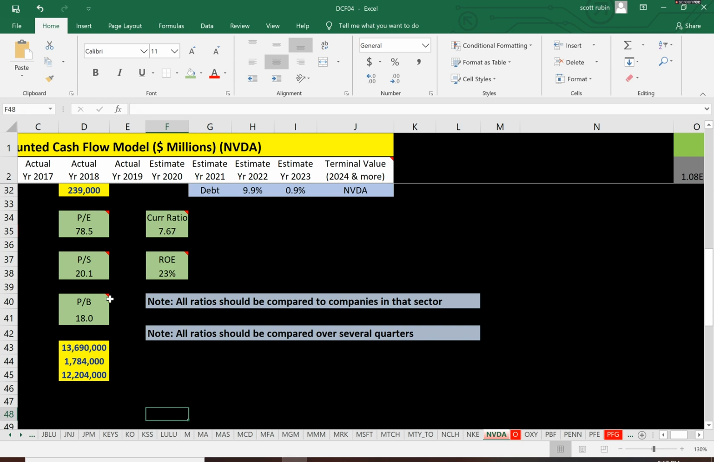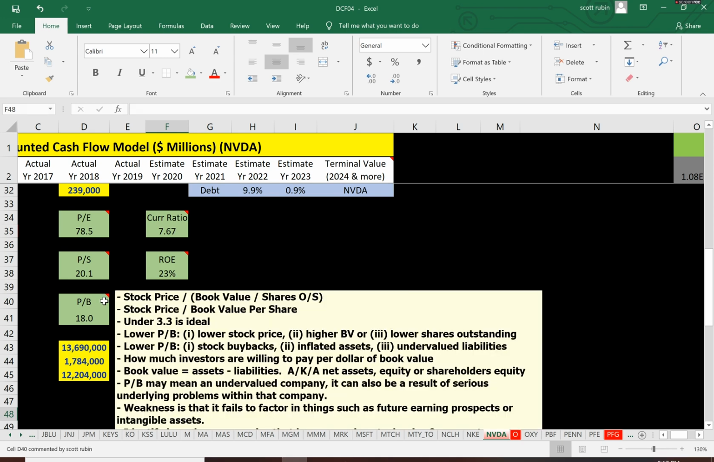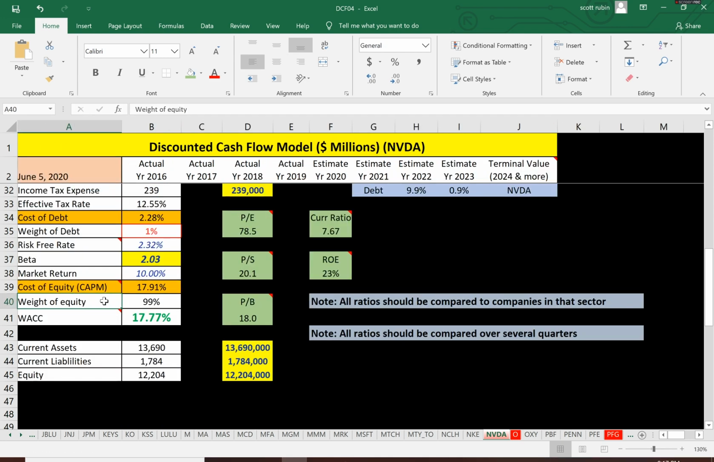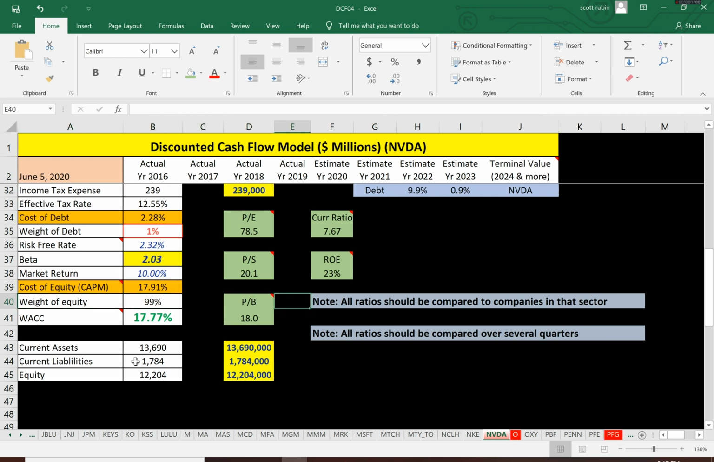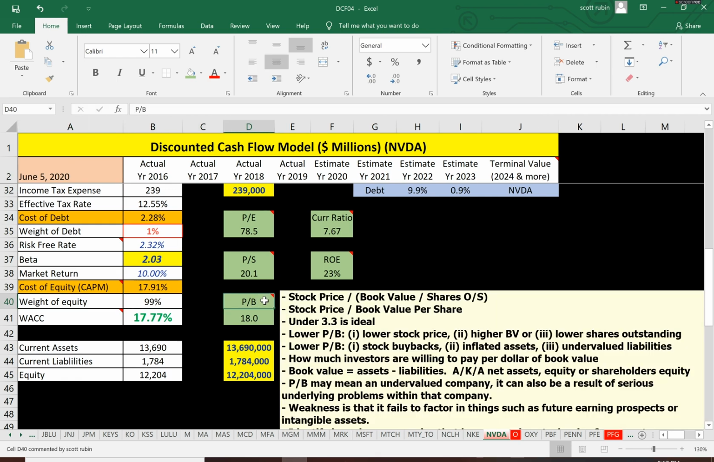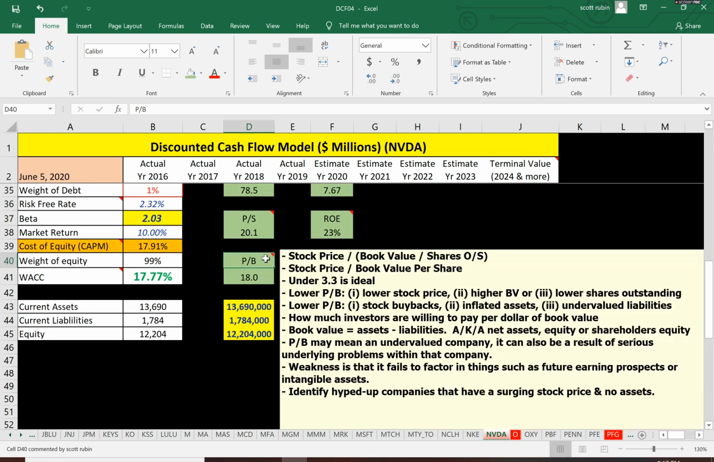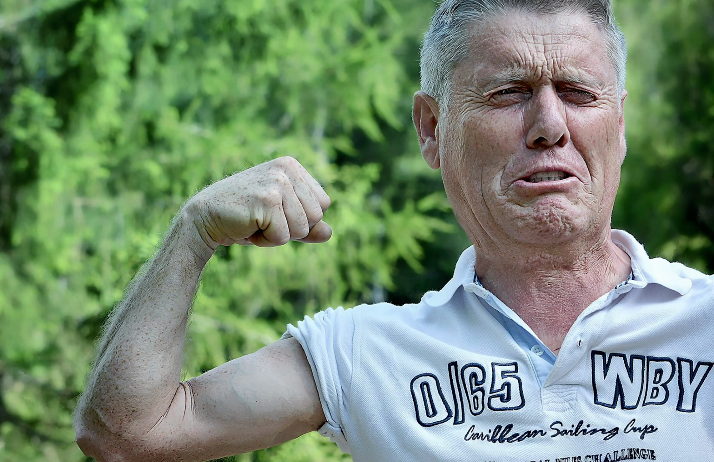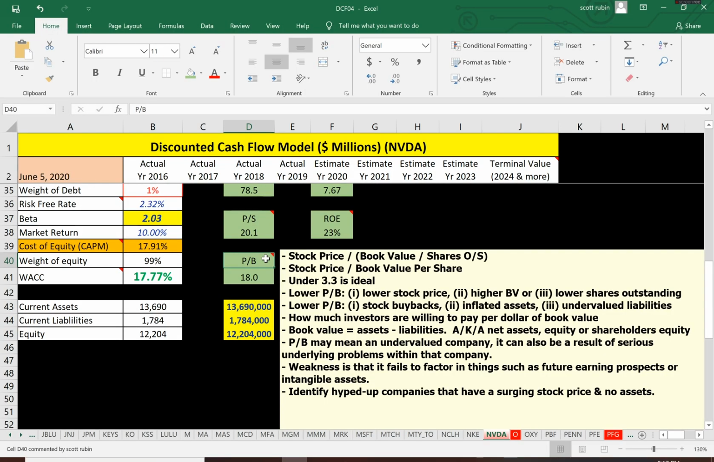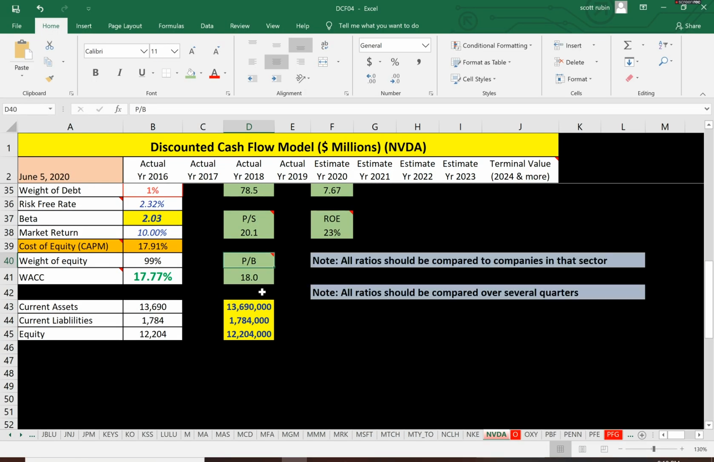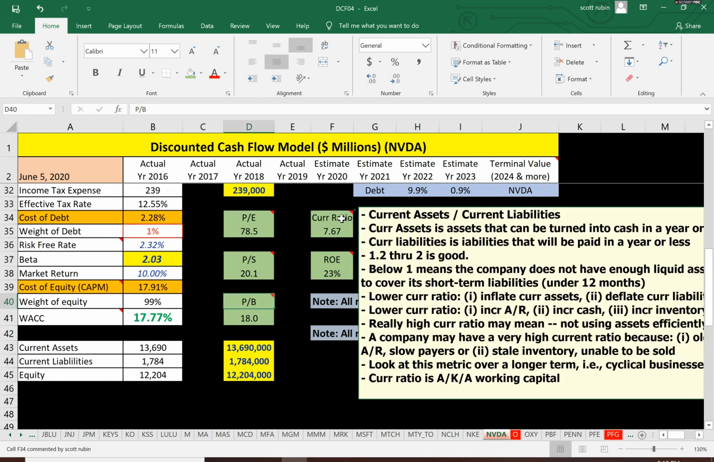The price to book ratio is the price of the stock over the book value per share. Remember, the book value is the equity, is the assets minus liabilities. And 18 just indicates it's really a weak company according to its balance sheet. It's possible the assets, if you look at the assets, you might get more color on this, but that's definitely a really high number. And they have a current ratio of over 7.5.